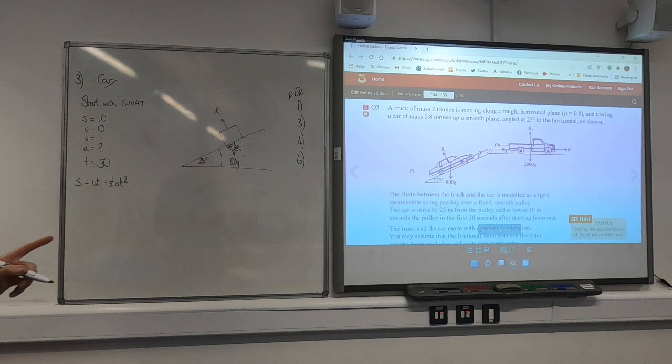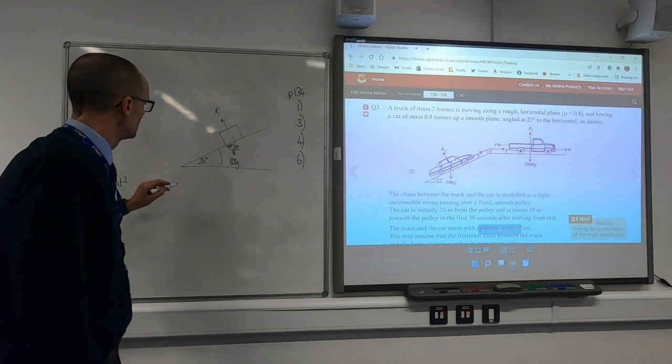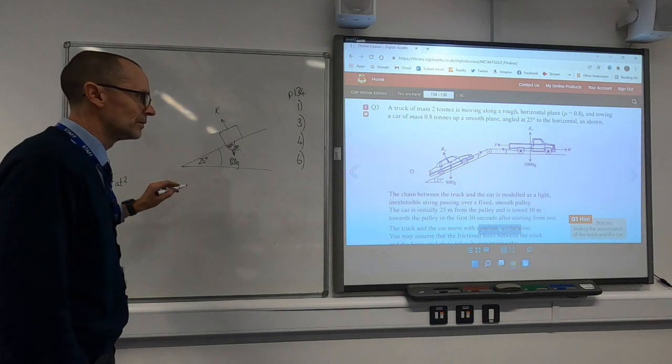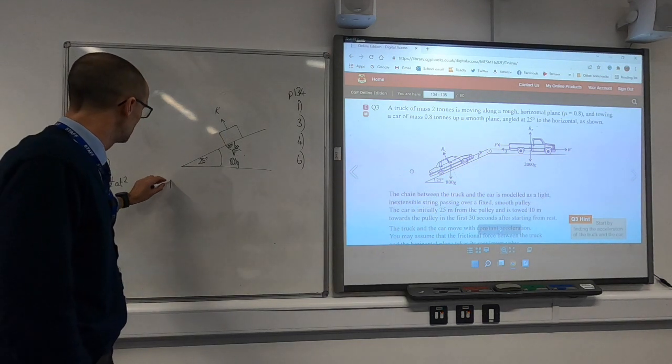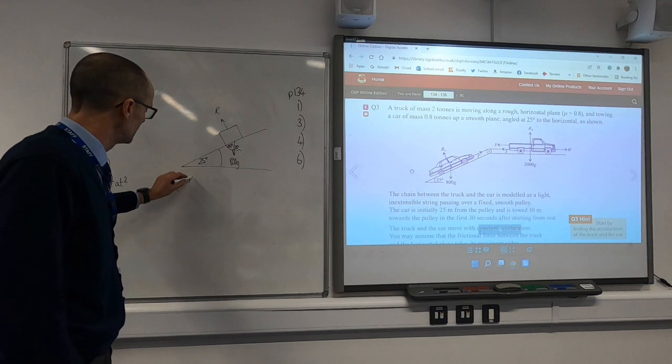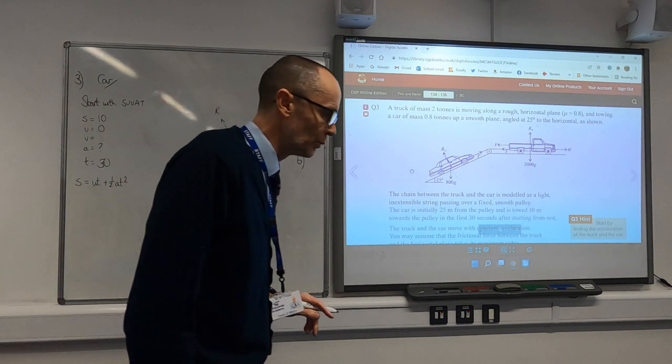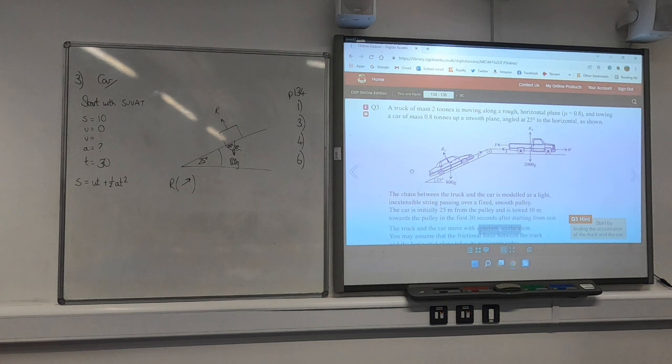No friction for the car because it is on a smooth slope. On a slope, we resolve parallel and perpendicular to the slope.